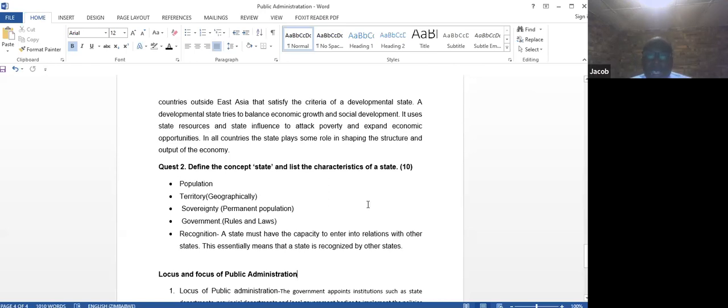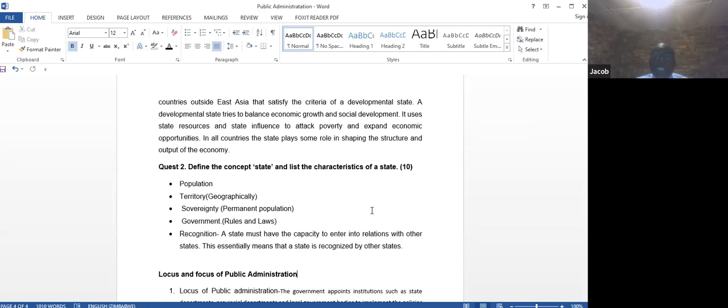Okay. So the other question that I also took from this, it's an assignment, was: define the concept state and list the characteristics of a state. Like we've defined earlier what a state is, then the characteristics of a state. So the definition that I gave of a state comprises the characteristics of a state.